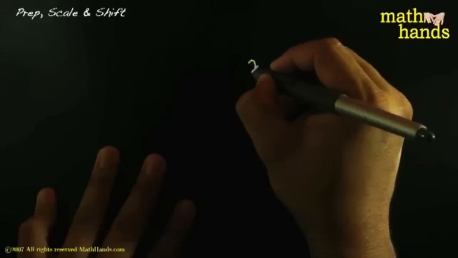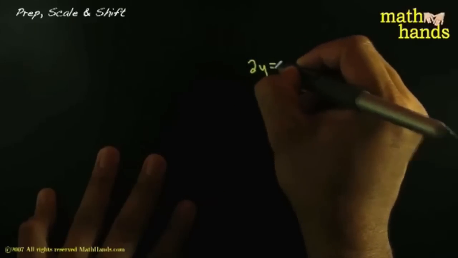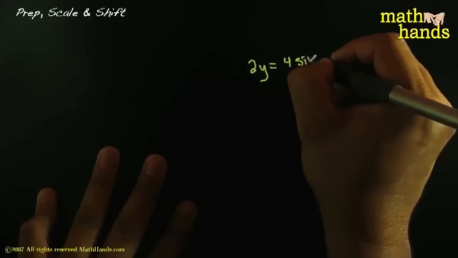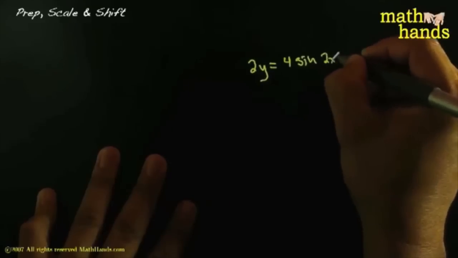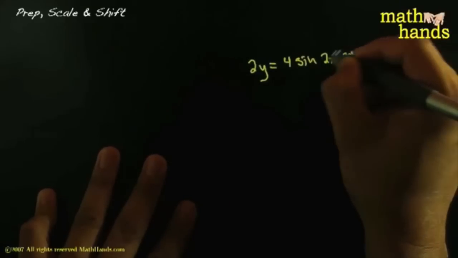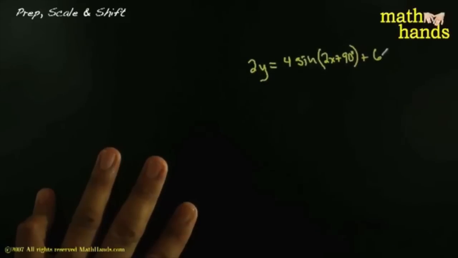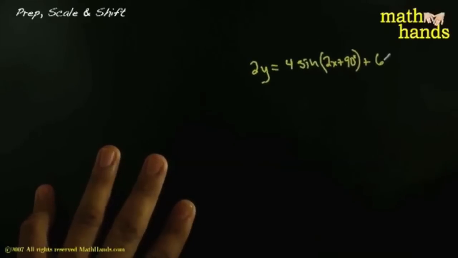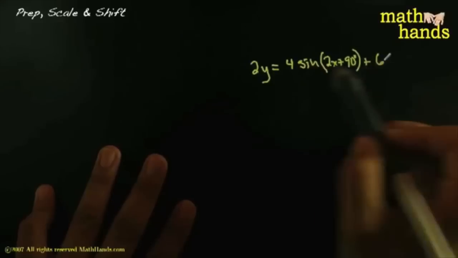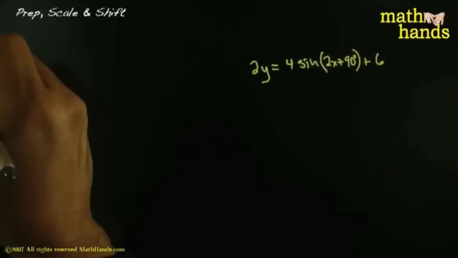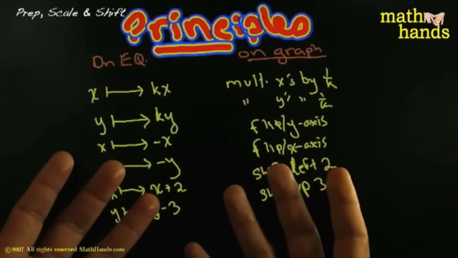Let's say we have 2y is equal to, I don't know, let's say 4 sine of 2x plus 90 degrees plus 6. Say what? What in the world is that? This thing, replacing a sine x with 4 times it. What does that do? That's nowhere on my list of famous tweaks.